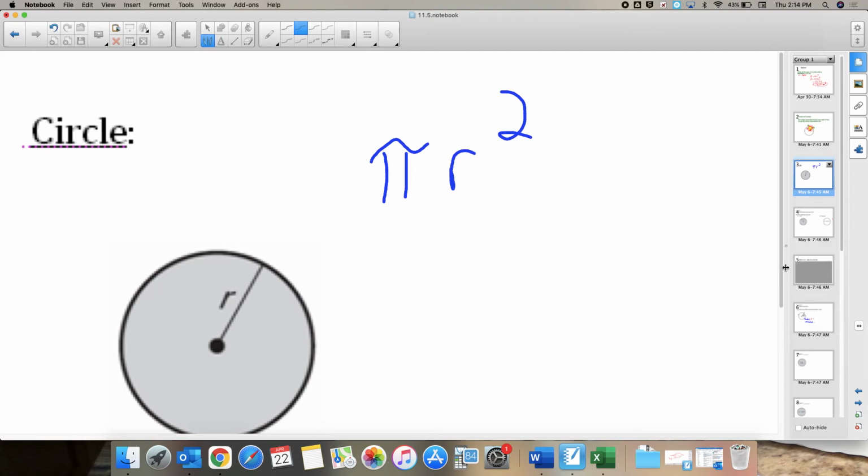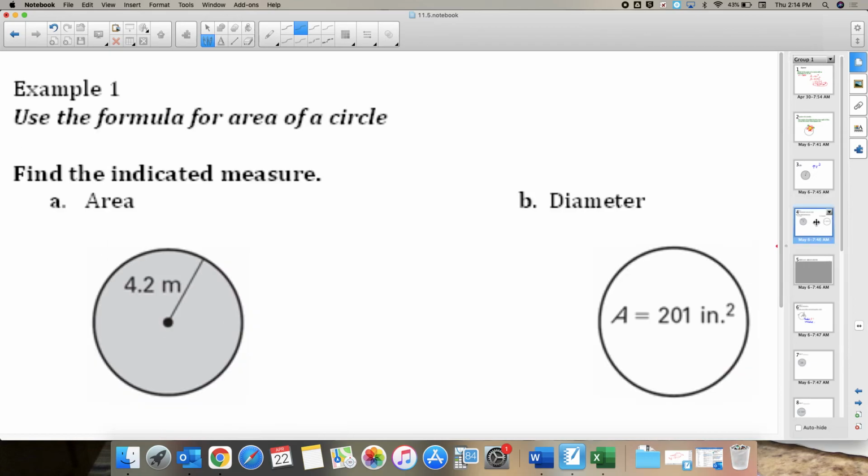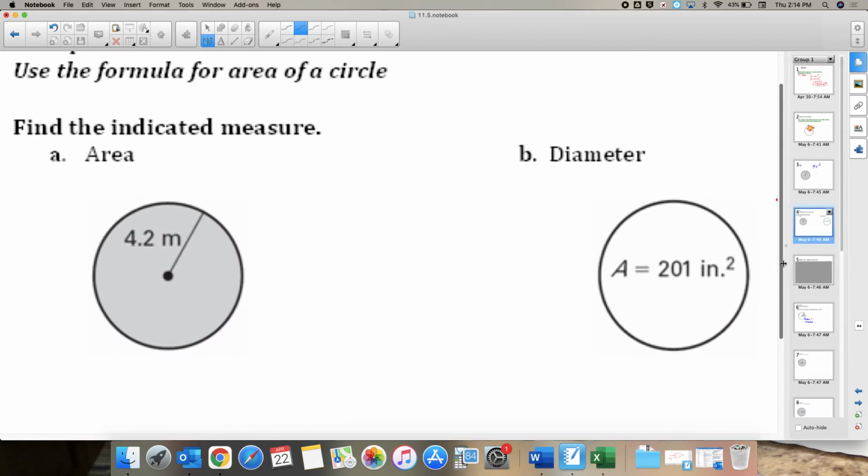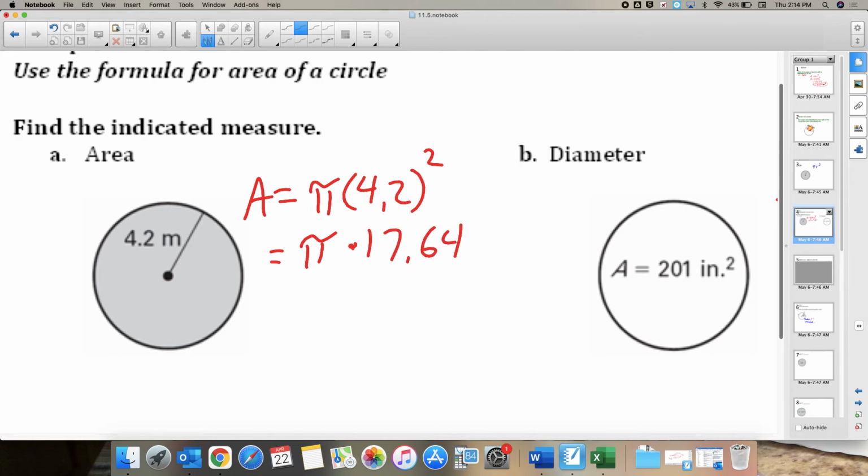So as we mentioned in the opener, to find the area of your circle, it is pi r squared. So in A, I want you to find the area of a circle with a radius of 4.2 meters. So your area is pi times your 4.2 squared. Once again, remember to square first. So we have pi times 17.64, which gives us an area of 55.42. And our unit here would be meters squared.